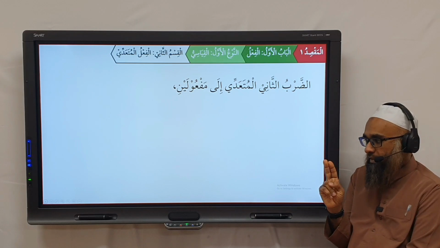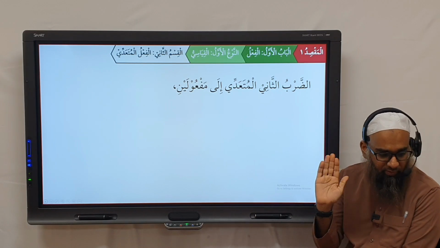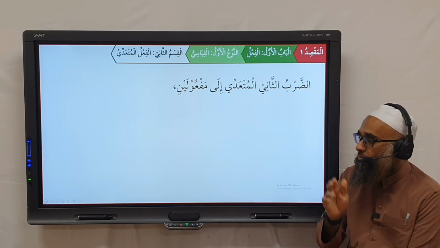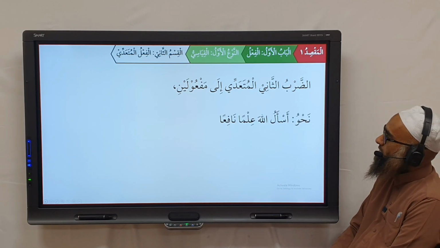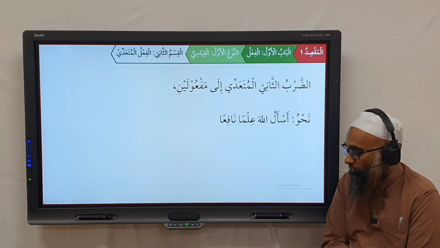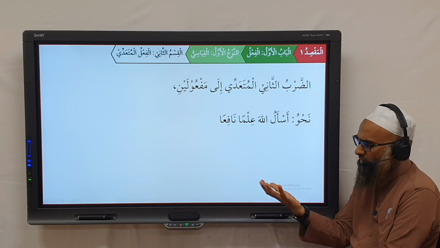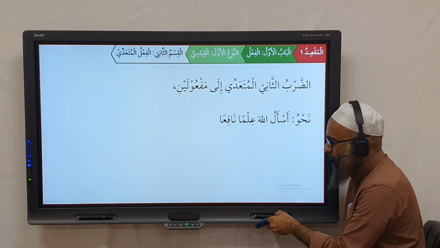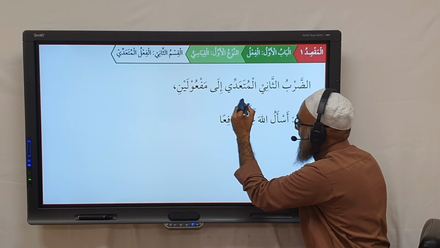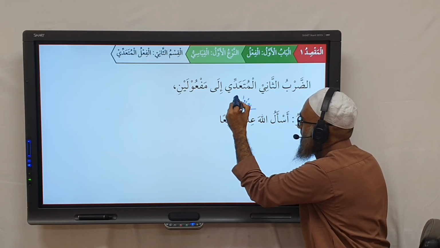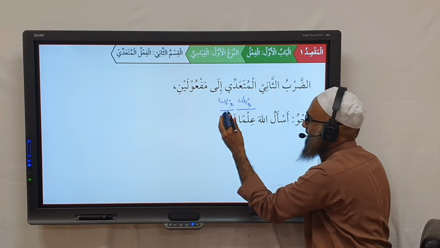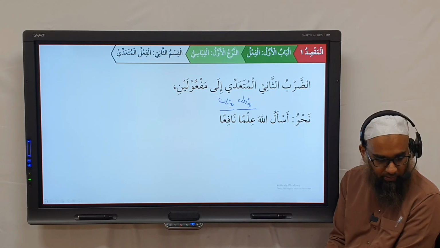The second type is the fa'al muta'addi, the fa'al which goes to 2 maf'uls. Its effect goes on to 2 maf'uls. For example, as'alullaha ilman nafi'a. I ask Allah for what? Beneficial knowledge. And we've done this in basic Arabic before. So in here, what's the maf'ul bihi awwal? The ilman. This is maf'ulun bihi awwal. And this is maf'ulun bihi thanin. Okay? Got it?